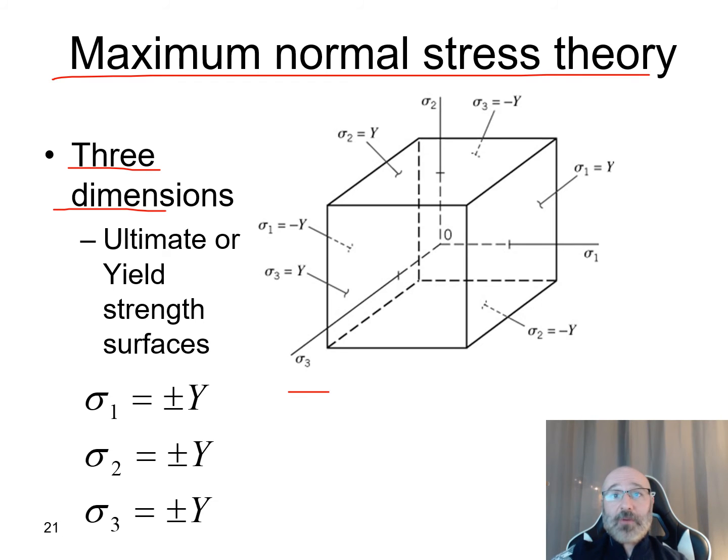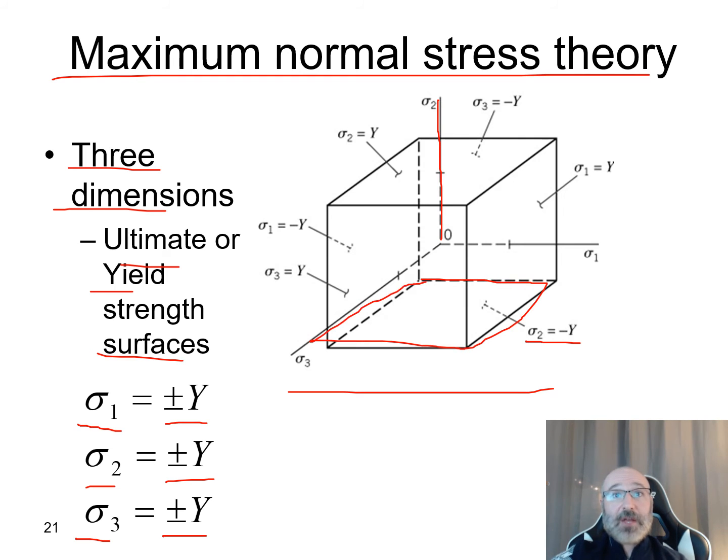Continuing with our maximum normal stress theory, let's take a look at 3 dimensions. We have this cube representation over here, with our ultimate or yield strength surfaces. We have sigma 1 plus and minus y, sigma 2 plus and minus y, and sigma 3 plus and minus y. How those relate to this cube is that this bottom surface is represented by sigma 2 equal to negative y. This is our sigma 2 axis, and that bottom surface is at negative y.